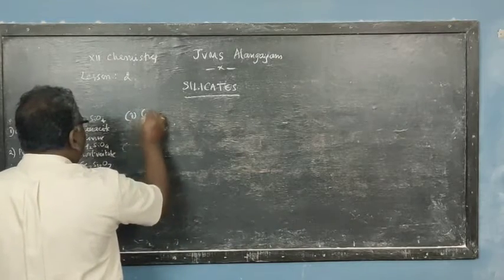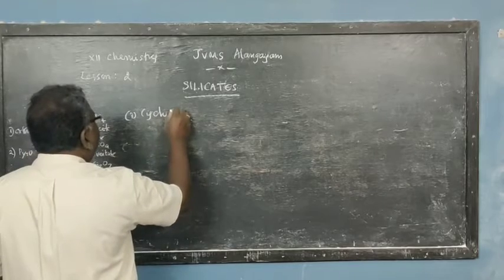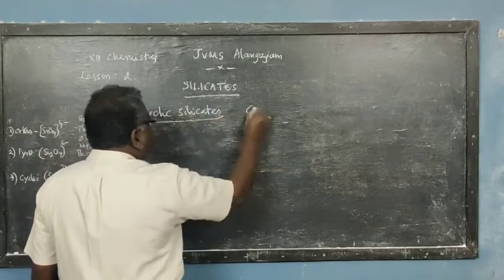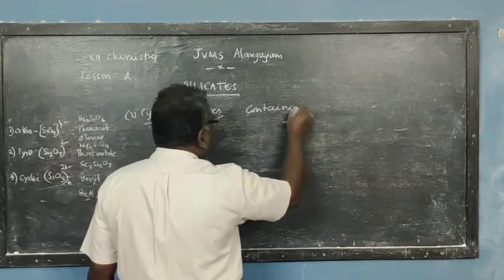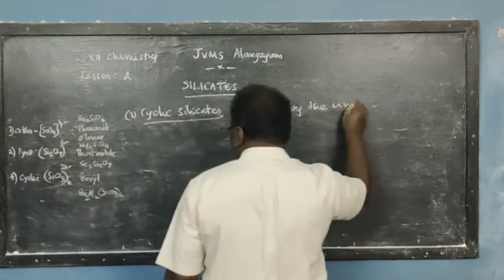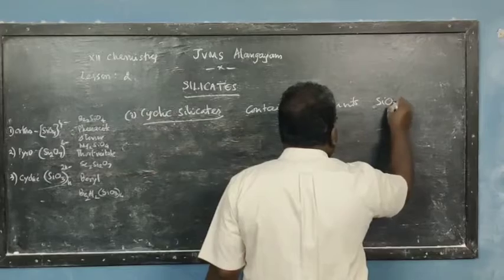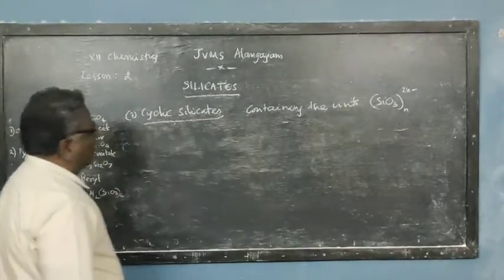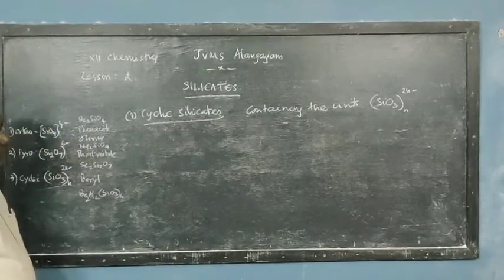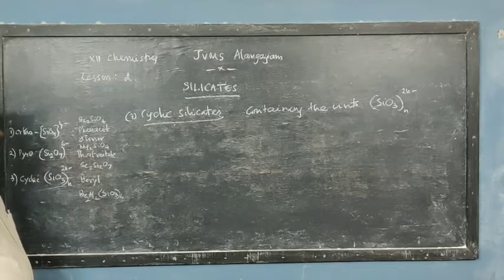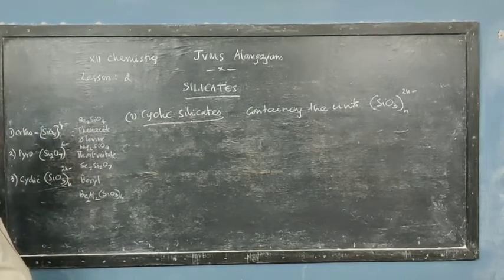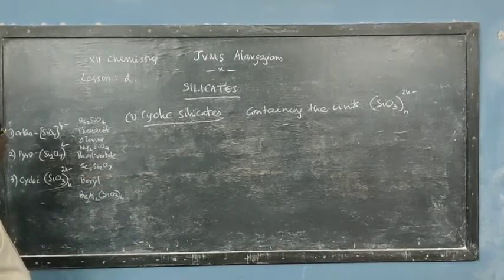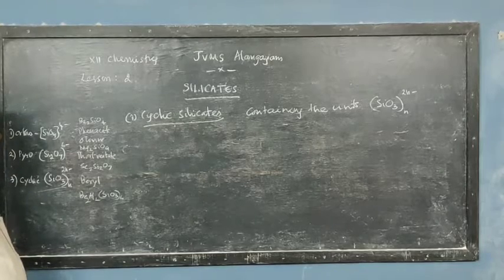is cyclic silicates. So these are the silicates which are containing the units of SiO3 n times, 2n minus. It's a formula for this also. So cyclic silicates are the ones in which every silicon will have 3 oxygen around it, right? And there will be n units which will be connecting with each other, right?